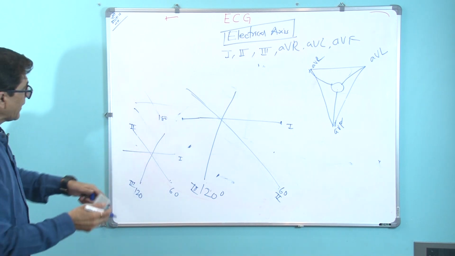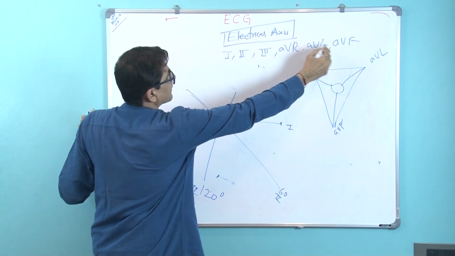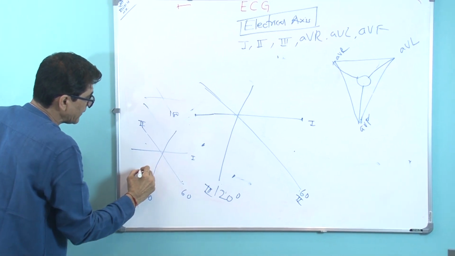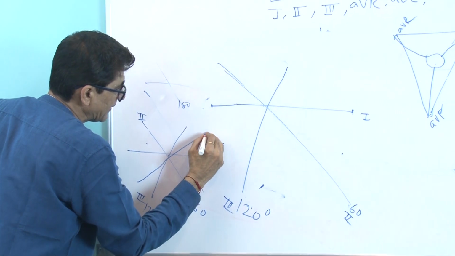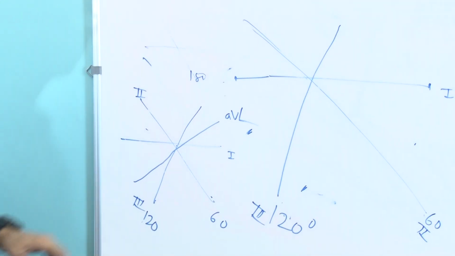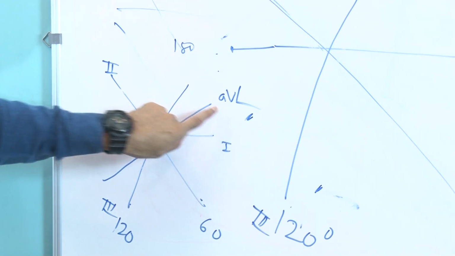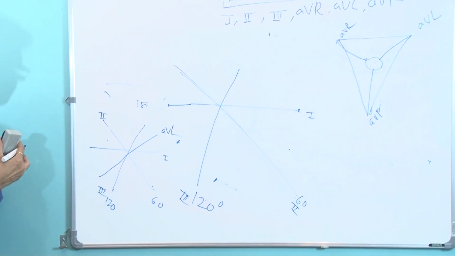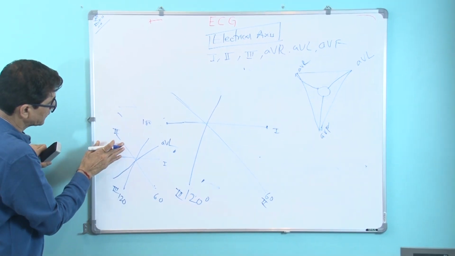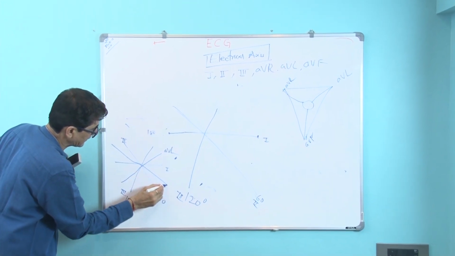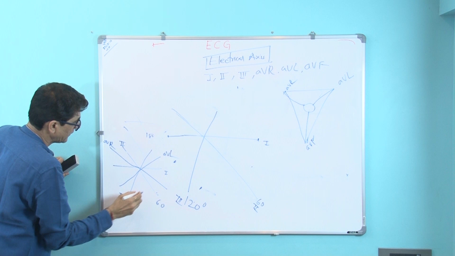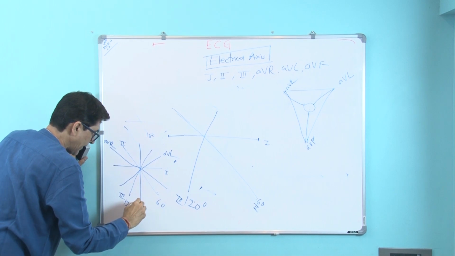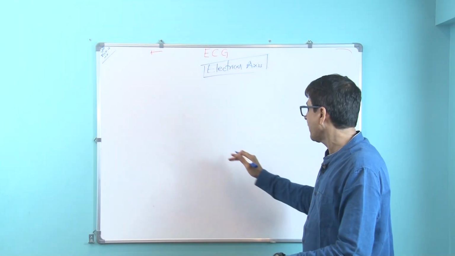Now AVL is connected to the left arm, so your left arm is here, so left it will come to here, AVL, this comes AVL. AVR is connected to the right arm, okay. So 60, so it will come here, AVR, and AVF is connected here, so this is AVF. So see, now I will draw it again.